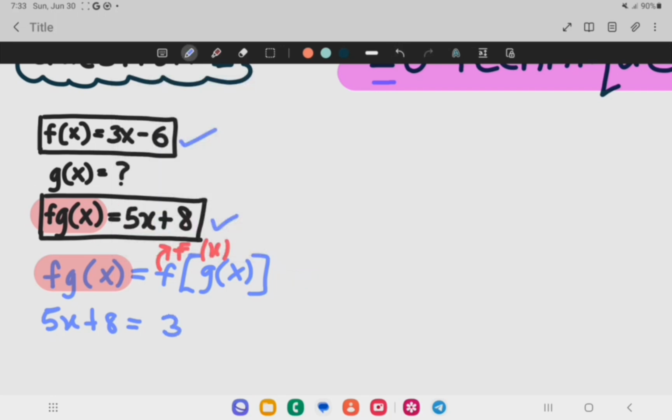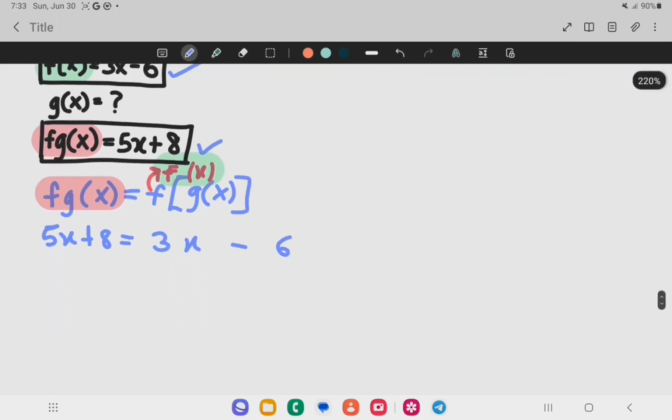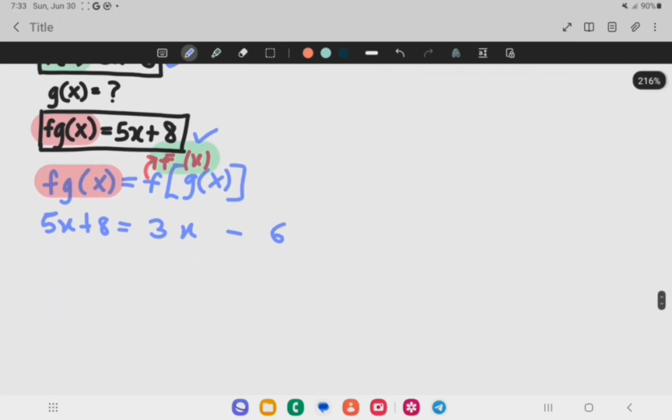You'll get 3x minus 6. From where did I get it? The f(x). So the f(x) given is 3x minus 6. So that's why I write it back here. 3x minus 6. Okay, now but is this correct? No. Why? Because the x, you're supposed to replace it with g(x), right?